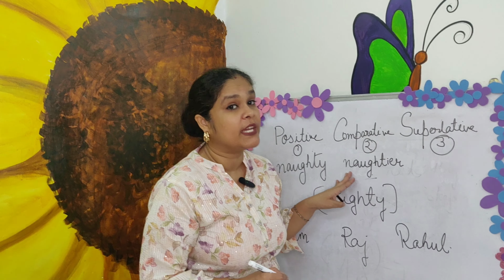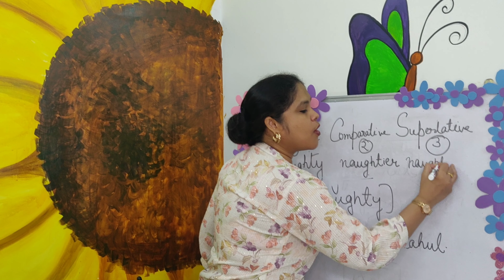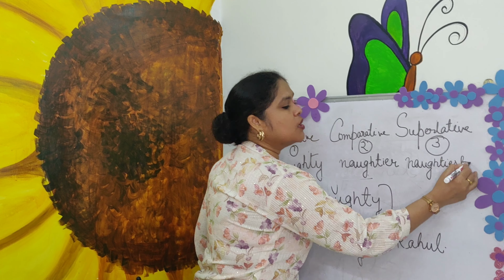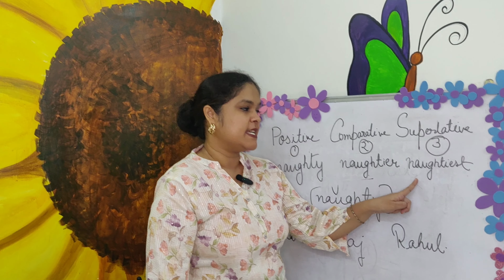Then comes your superlative. So if I see Ram, Raj, Rahul and I feel Rahul has got the quality of being naughty maximum in him, so I say Rahul is the naughtiest boy in the class. So the superlative degree becomes naughtiest. Okay. So if you can see, naughty, naughtier, naughtiest.